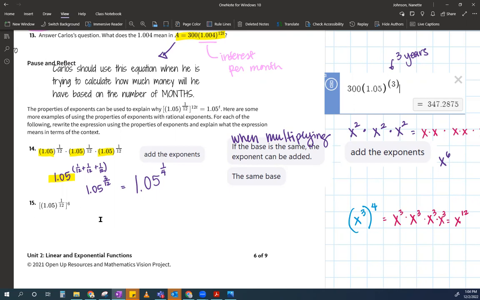Yeah, it's a power to a power. So this is a power of a power. Basically it looks like this: x to the m to the n equals x to the m times n. Okay, this is a shorthand way for me to explain this.